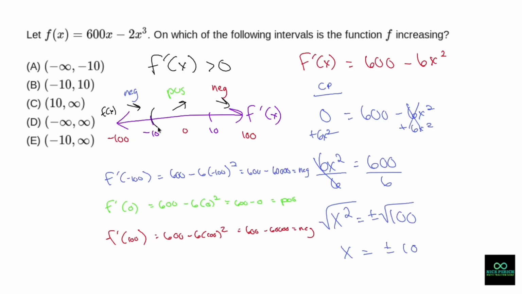So the only spot where it is increasing is where the derivative is positive, and that happens between negative 10 and positive 10, not including those numbers, because including those numbers would be saying the slope is 0, which means it's neither increasing nor decreasing. So the answer to this one right here is a lovely old B. So fun stuff. Hope this helps.